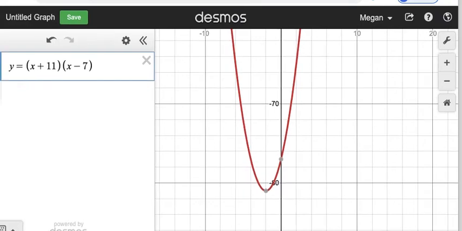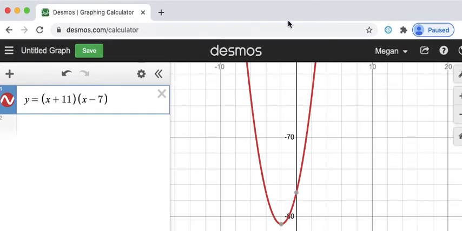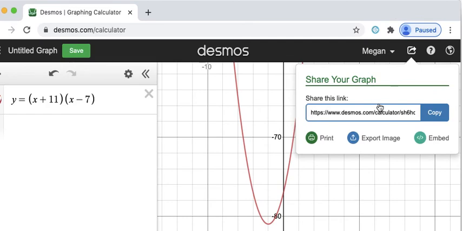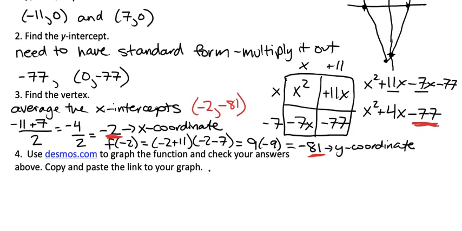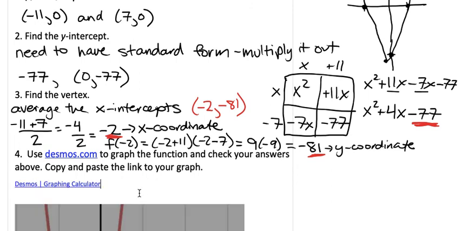So remember to copy and paste your graph. You can't just copy from the toolbar because it's always just going to say calculator and give you the generic calculator. You want to copy the specific graph that you have here. And so to do that, you would click on the Share Graph button and then click Copy. Your link should always have some random letters and numbers afterwards when you paste it. So I'm going to go back here and paste my link. And that's my link for the graph.